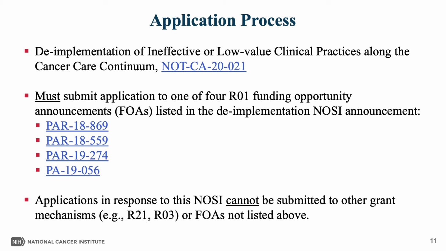Walk through a couple issues here on the application process for this NOSI. The notice again is CA 20021, and applicants must submit to one of these 4 funding opportunity announcements. Again, all 4 of these are R01s. And applications in response to this NOSI cannot be submitted to other mechanisms such as R21s or R03s, and cannot be submitted to any other FOAs aside from the ones listed above.